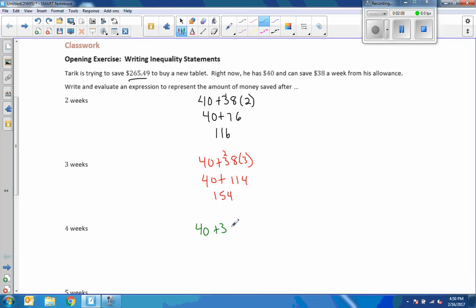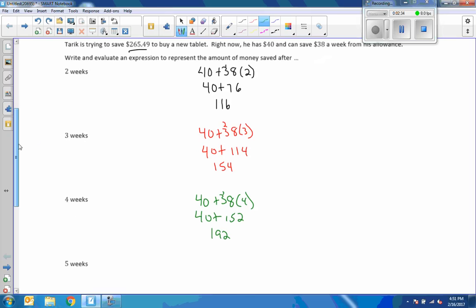$40 plus 38 times 4 weeks. PEMDAS says to multiply first. 8 times 4 is 32. Carry the 3. 4 times 3 is 12, plus 3 is 15. 40 plus 152 is 192. Okay. So we still don't have enough money after 4 weeks. If we're saving $38 a week, we want $265.49. We're only at $192, so we need to keep it going.